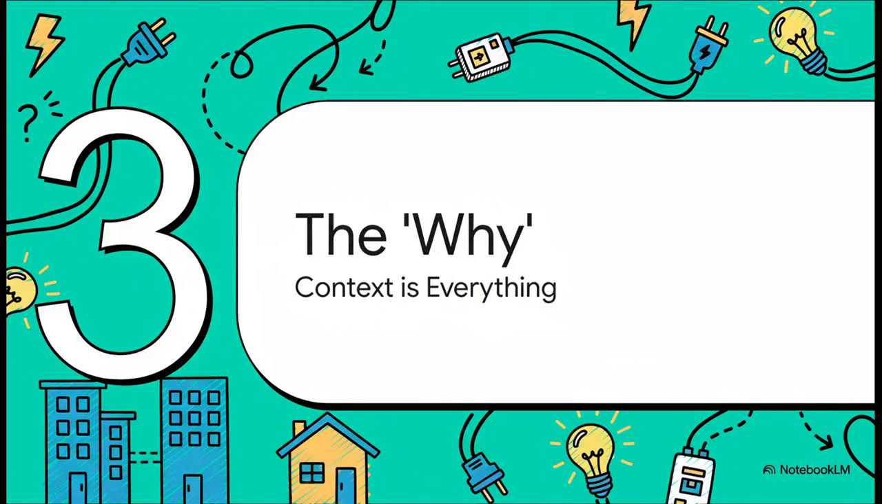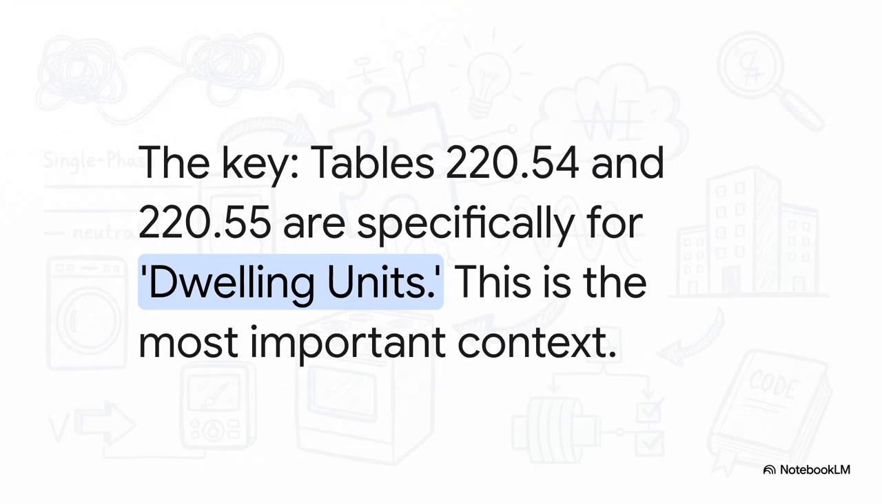Okay, so we've seen 2 different hidden voltages pop up, 208 and 240. Let's zoom out for a second and look at the single reason that ties both of these assumptions together. I mean, why does the code just expect us to know these numbers? This right here is the absolute linchpin to the whole thing. Both of those sections we looked at, for the dryers and the cooking equipment, apply specifically to dwelling units. That one little phrase is the most important piece of context you can have.